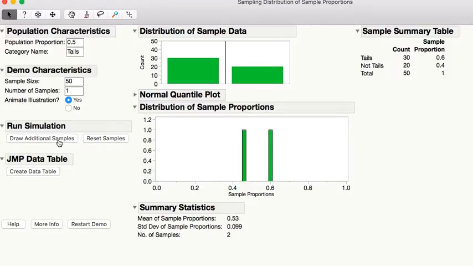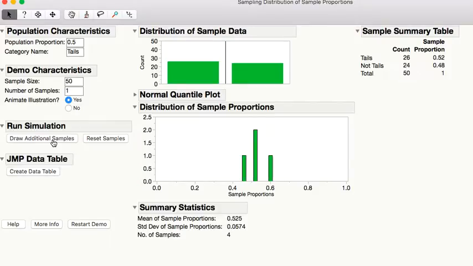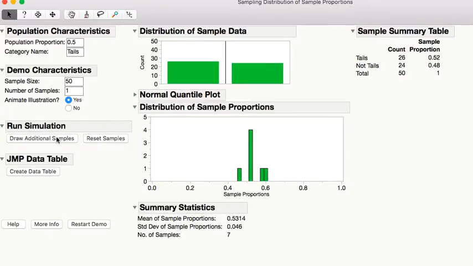Let's draw another one. This sample had 52% tails, right there. The average, 53%. So I'm going to keep drawing samples. That one had another 52%. So that 52% got peaked taller because it was 2 as opposed to 1. These each had one sample. These were 2 samples. So there's another 52% and 58%. And 52%, and 54%, and 50%. There's our first one that actually was the population proportion.